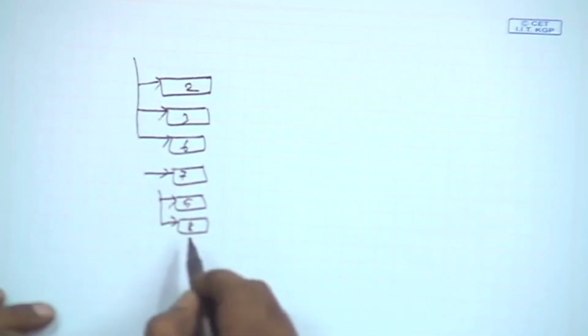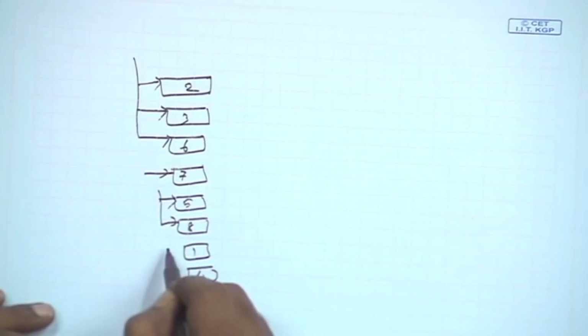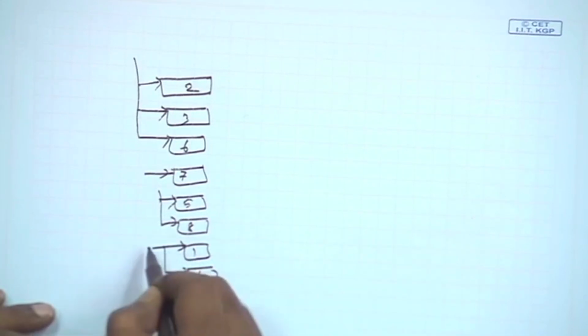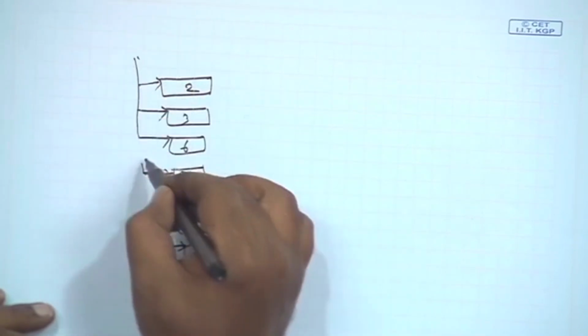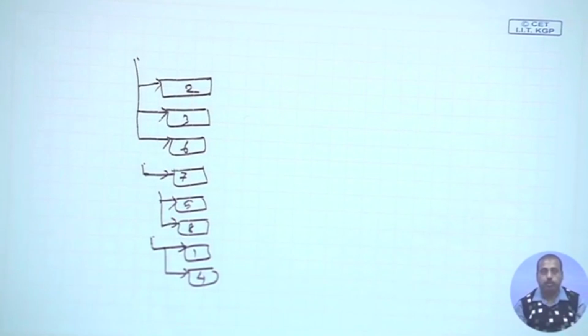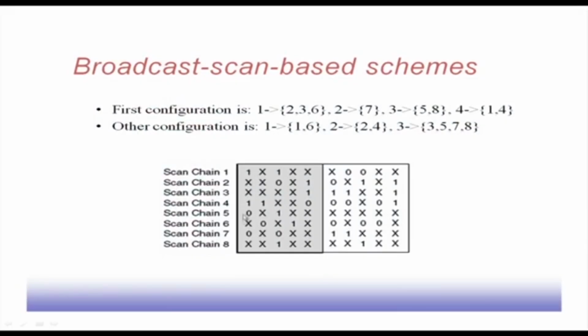Okay. And then this 1 and 4 will have another input. So, ultimately, if I have these 3, I need these 3 separate inputs to come, and then in the broadcast scan mode, these few test patterns. So, this is the first test pattern. So, these test patterns can be loaded.